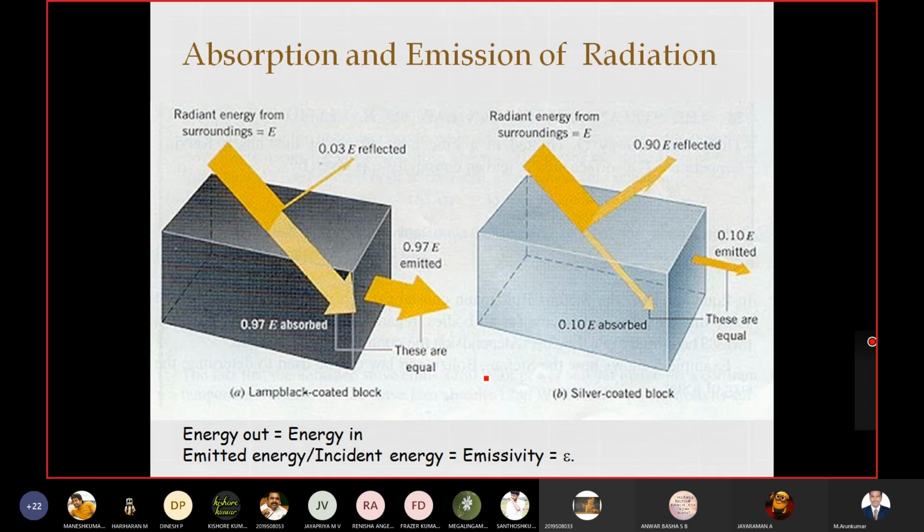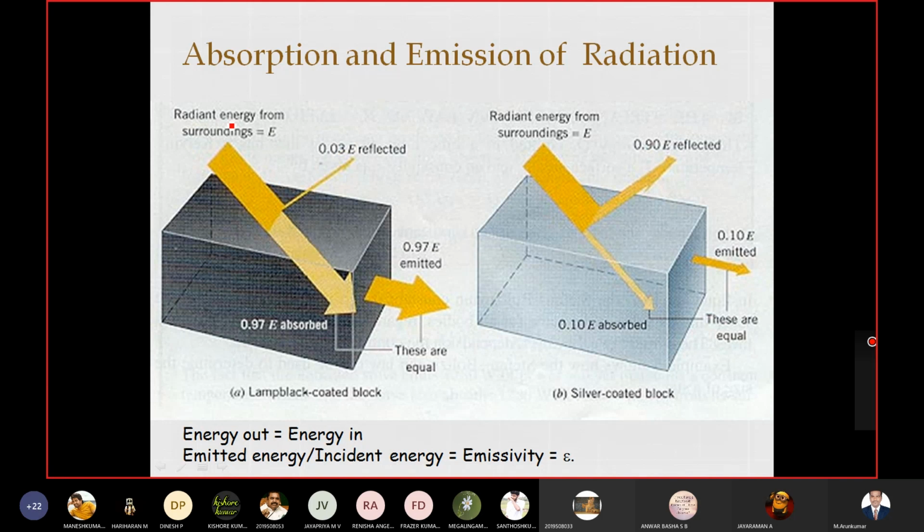Then the absorption and emission of radiation can be compared. The energy out will be equal to the energy in. The emitted energy per incident energy will be the emissivity, so we can have the emissivity as emitted energy divided by incident energy.